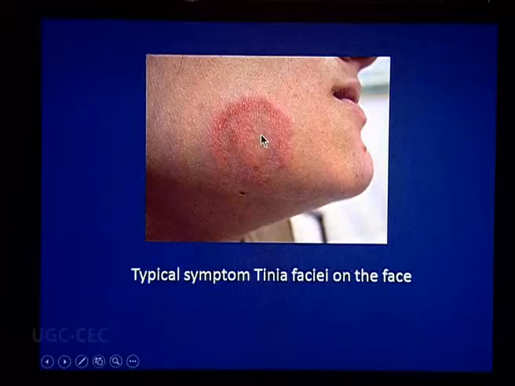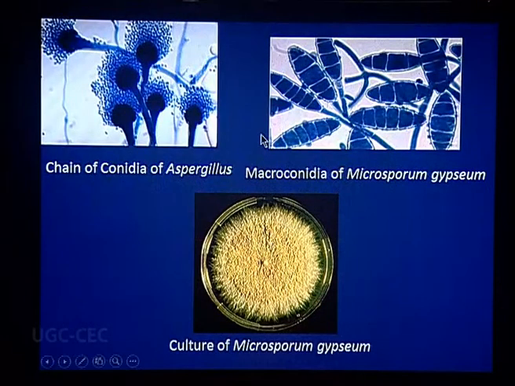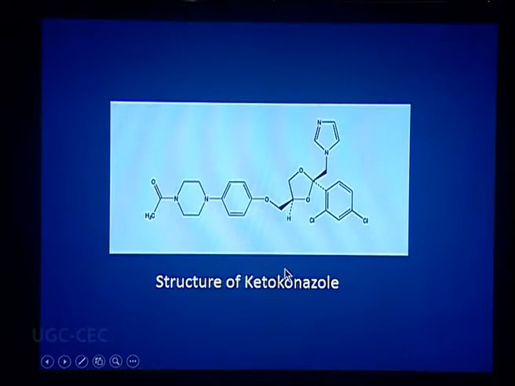Now let us come to the next one, which is called Tinea faciei, because it is invading the face. Actually it is the same as Tinea corporis. You can see clearly the symptoms are quite similar, but the organism which causes this infection can be very many organisms. It can be Aspergillus, it can be Microsporum gypseum. And why is it gypseum? Because it looks like cement dust. So this is the culture of Microsporum, and it can also be treated by the topical ointment of ketoconazole. The azole group is very effective in controlling this.